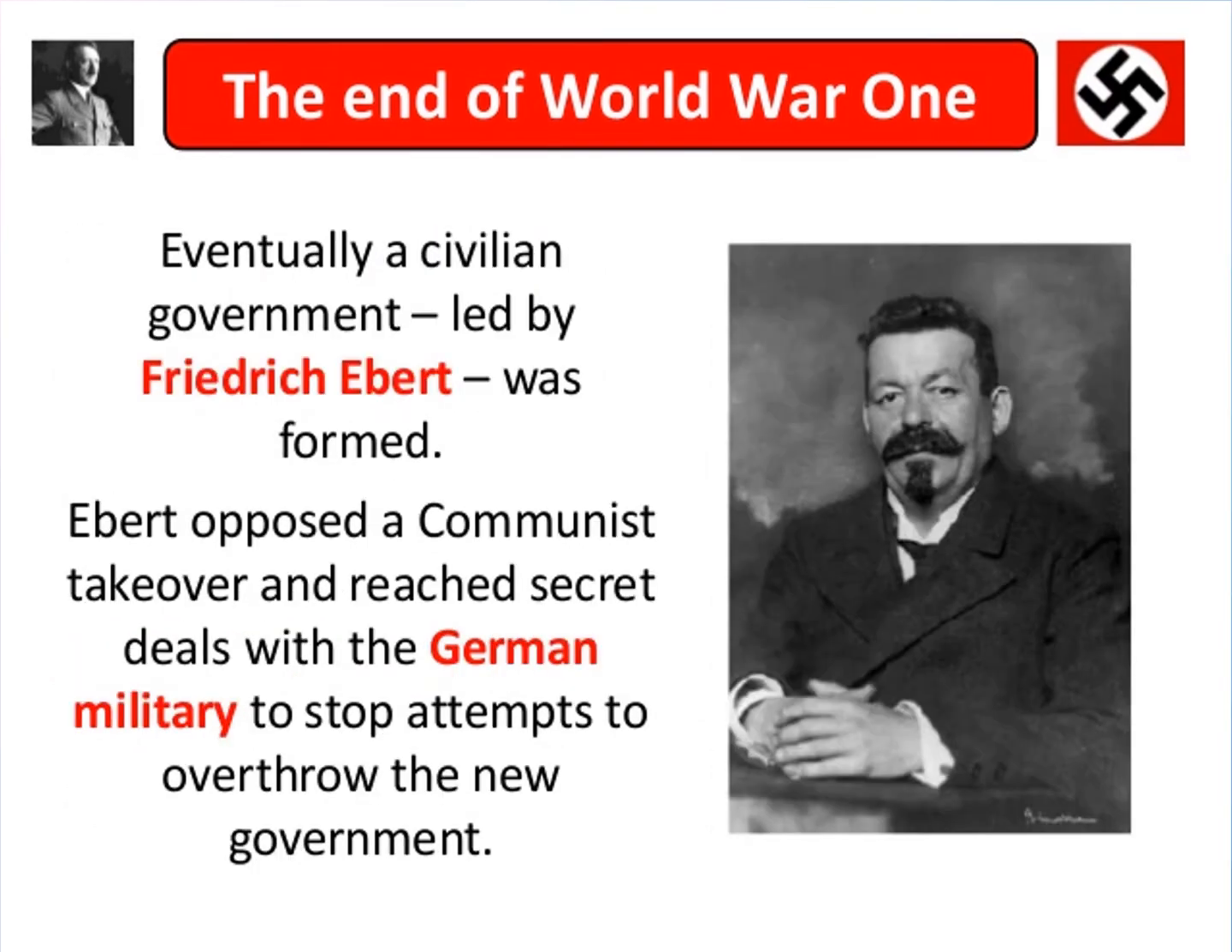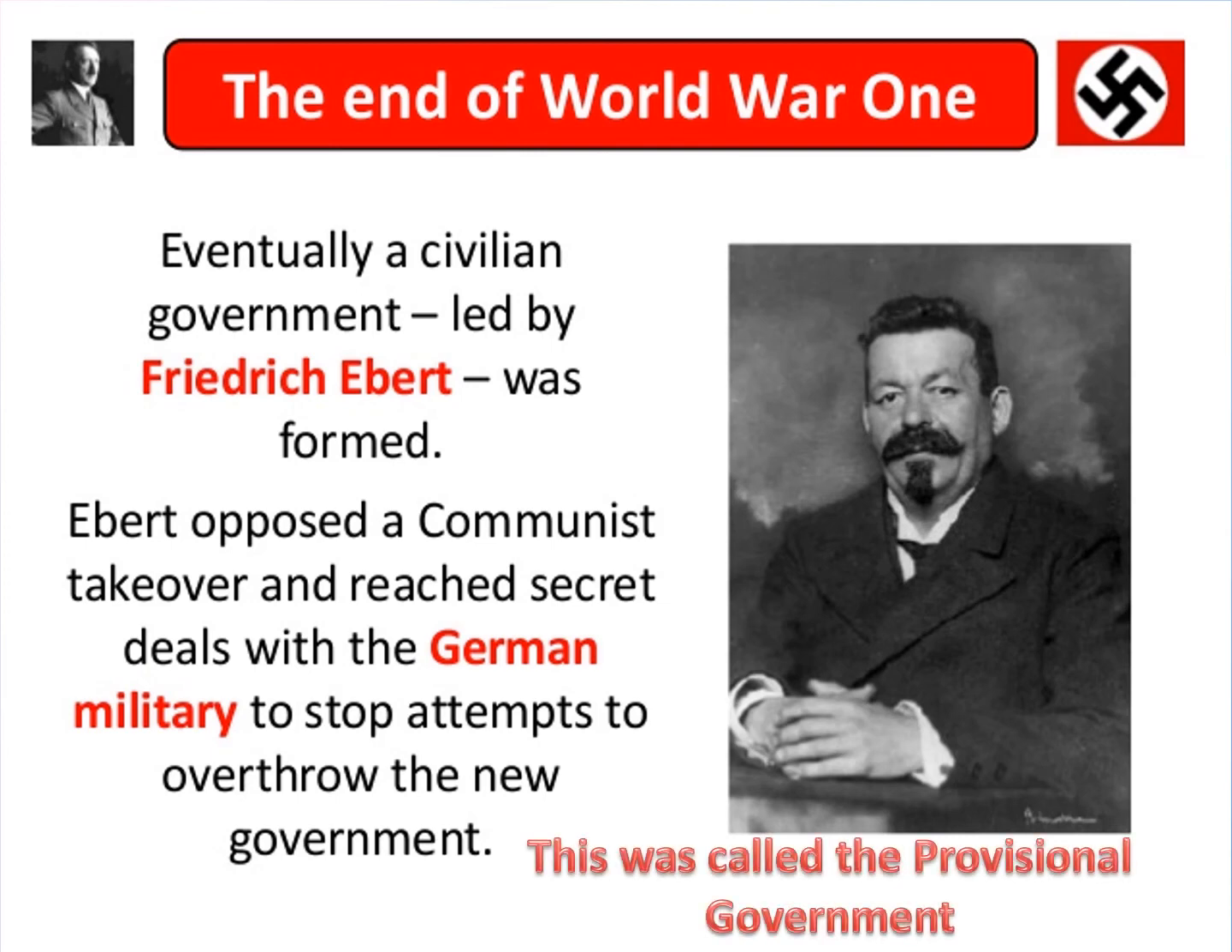Eventually, a civilian government, led by this man, Friedrich Ebert, was formed. He opposed a communist takeover and eventually reached secret deals with the German military to stop the kind of communist overthrows that we're going to look at. His government was called the Provisional Government. It was only supposed to be temporary, but it was the foundation of what would become known as the Weimar Republic. Now, in the first few months of its existence, it had nothing but problems. It was really a major issue.